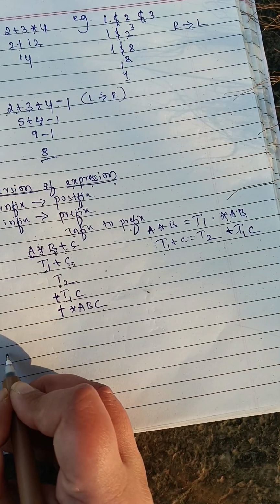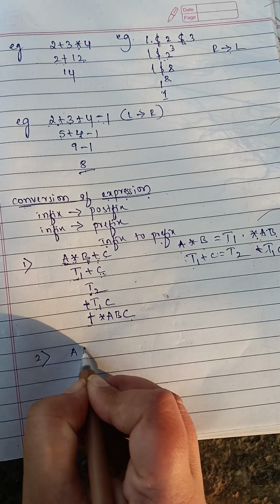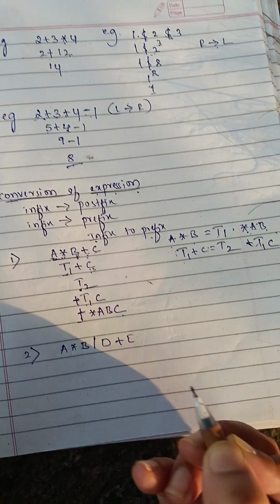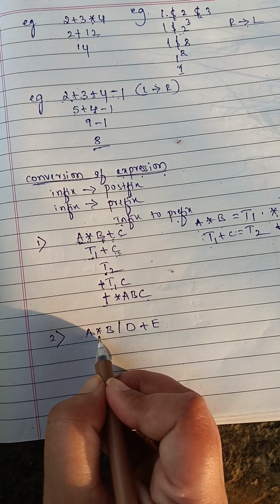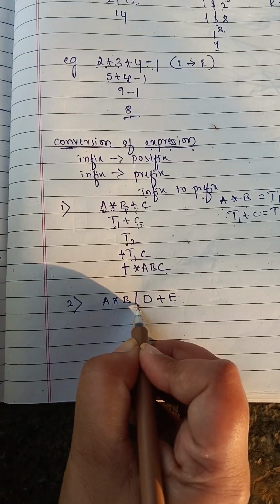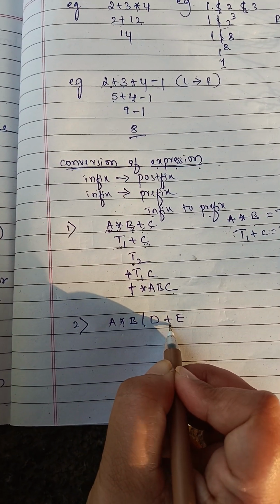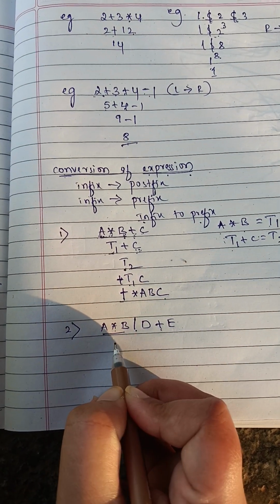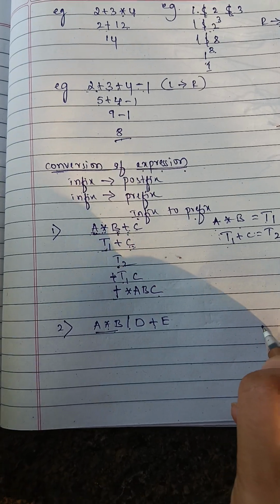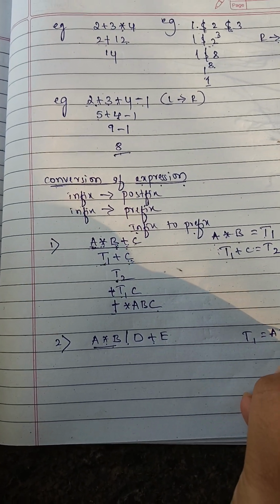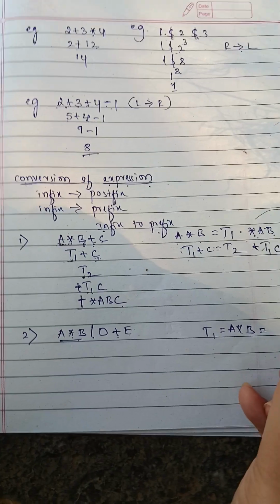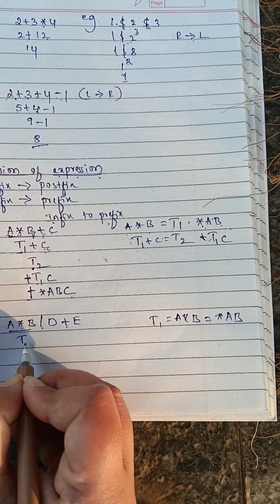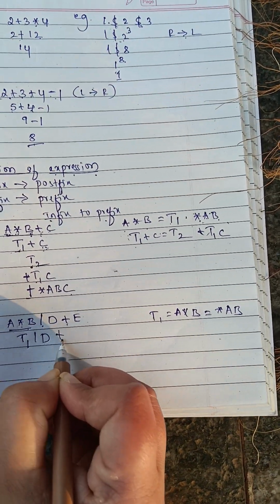Let's see one more example. I will take a star b divided by d plus e. Let's see which has the priority. Star and division have the highest priority. Then plus, and the associativity is from left to right. So first I will solve this one: t1 is equal to a star b. When it converts to prefix, it is star ab. So I will put t1 divided by d plus e.